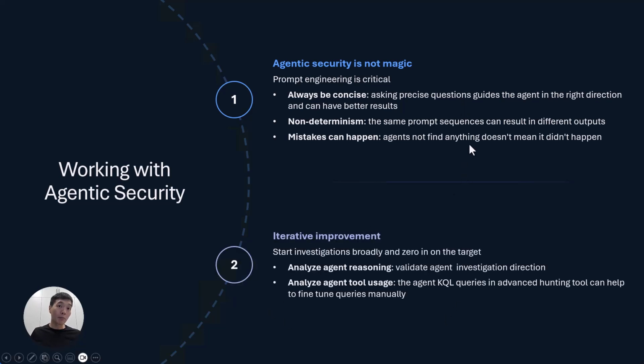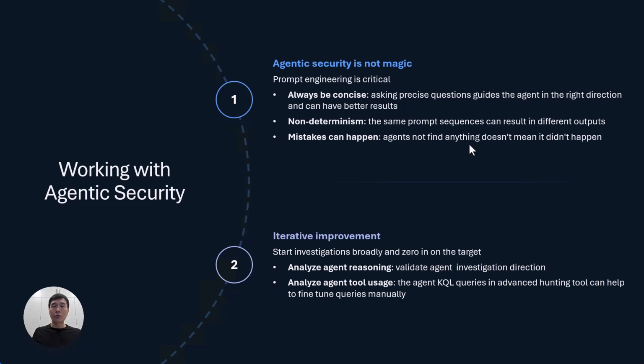Which brings me to the second point: iterative improvement is important. We can always start the investigation broadly. This is the same as the normal incident response flow, where you receive an incident, look at it at a broad level, and then based on the alerts, the file, the IP address, zero in on the target and decide exactly what verdict to push. Analyze the agent reasoning to validate that the investigation is going in the right direction.